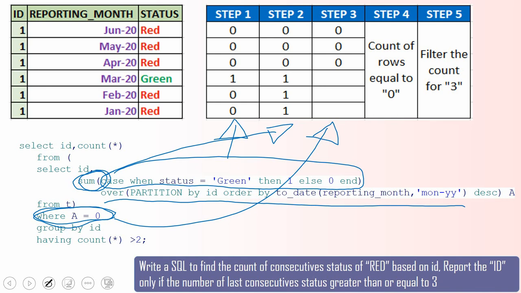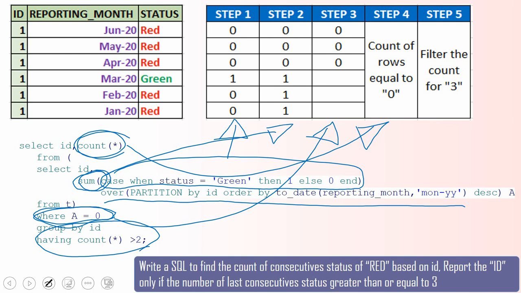In step 4 we are taking a count of those records. So here is the aggregation function count, that is our step 4. In step 5 we are filtering for the count that is greater than or equal to 3, or greater than 2. So this is step 5.